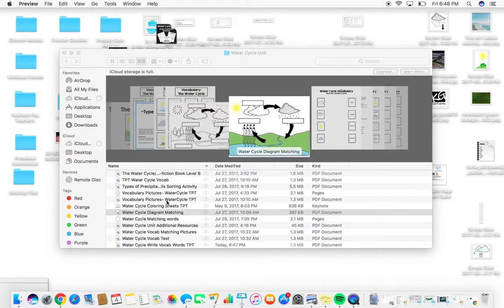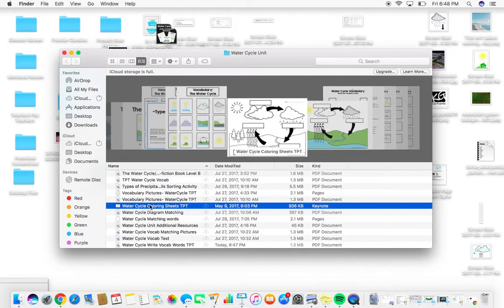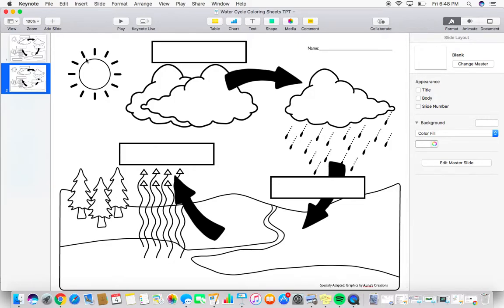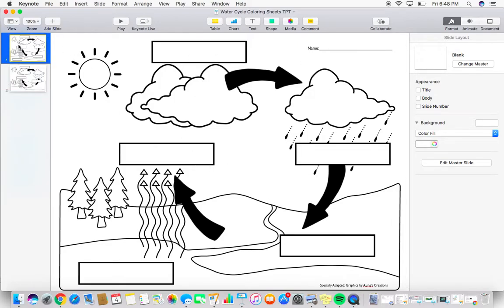We have the same thing with some coloring sheets that are very similar to those diagrams. You have one that just has the 3 main parts and one that has 5 parts on the diagram, and then you can talk about what to put in those blanks as a class.